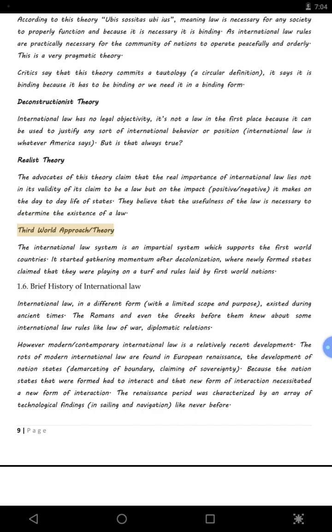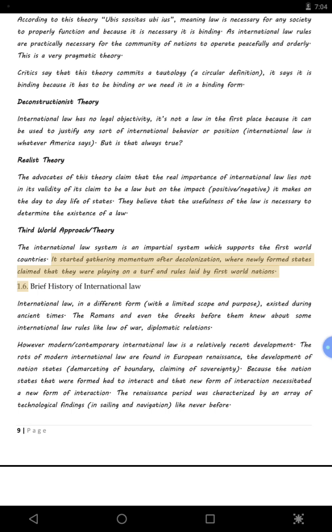Third world approach theory. The international law system is a partial system which supports the first world countries. It started gathering momentum after decolonization, where newly formed states claimed that they were playing on a turf and rules laid by first world nations.